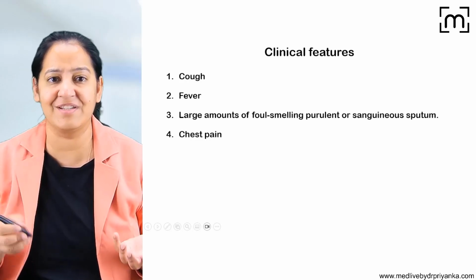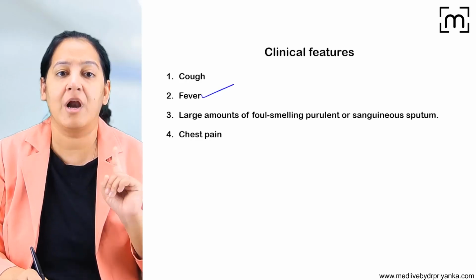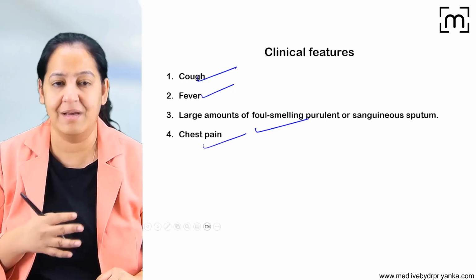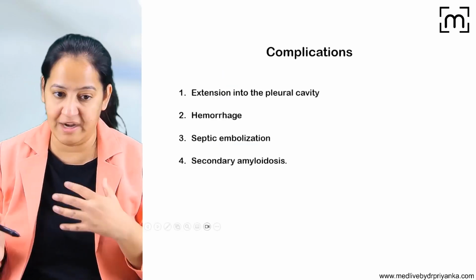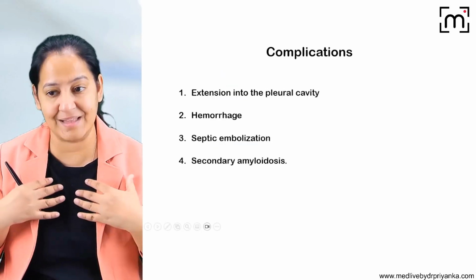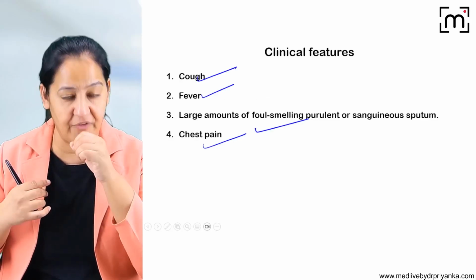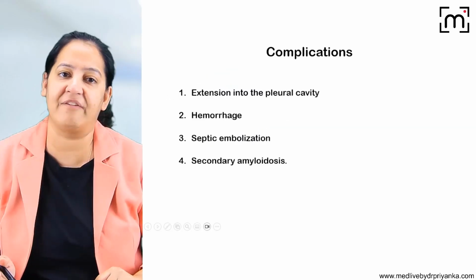What are the clinical features? The patient has high-grade fever along with cough, foul smelling sputum and chest pain. So the symptoms are very simple. You can correlate them with lung abscess. There is an abscess in the lung, a pus collection in the lung. That's why the patient has chest pain, cough, foul smelling sputum and fever.